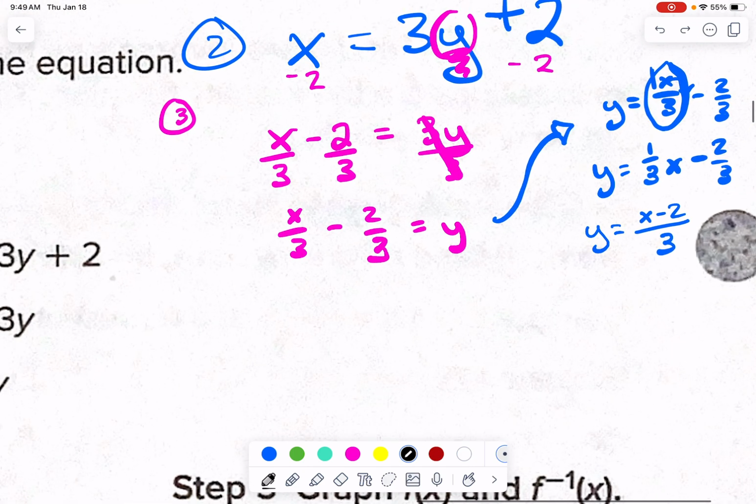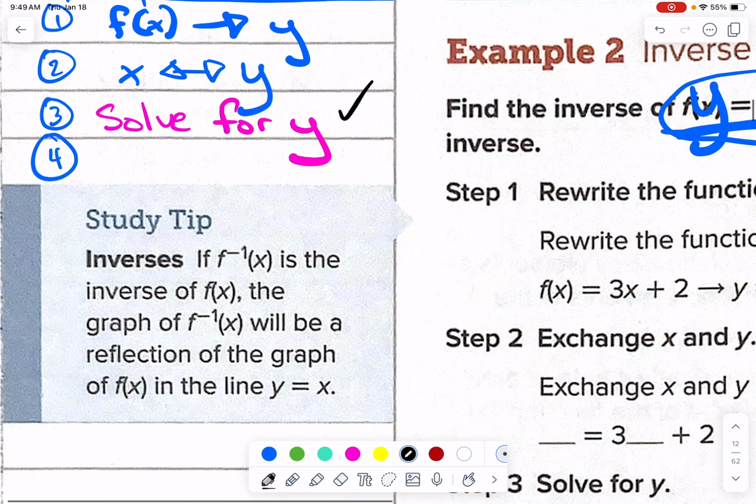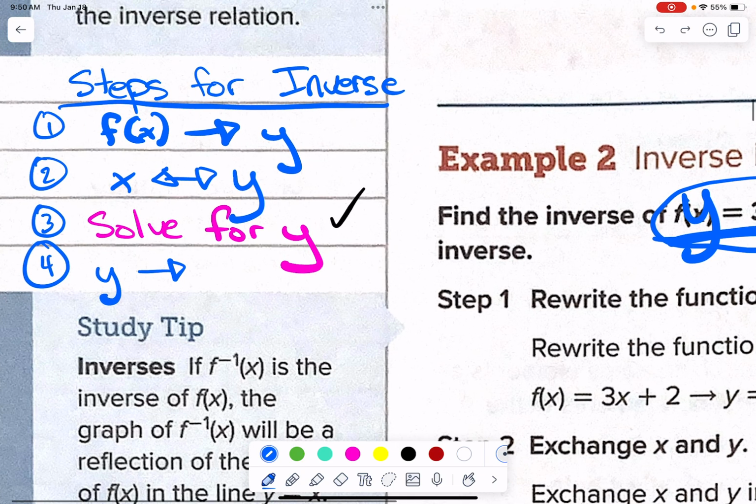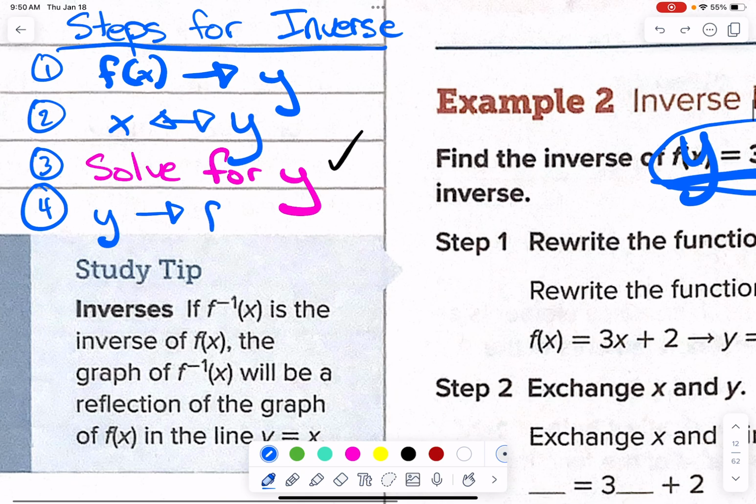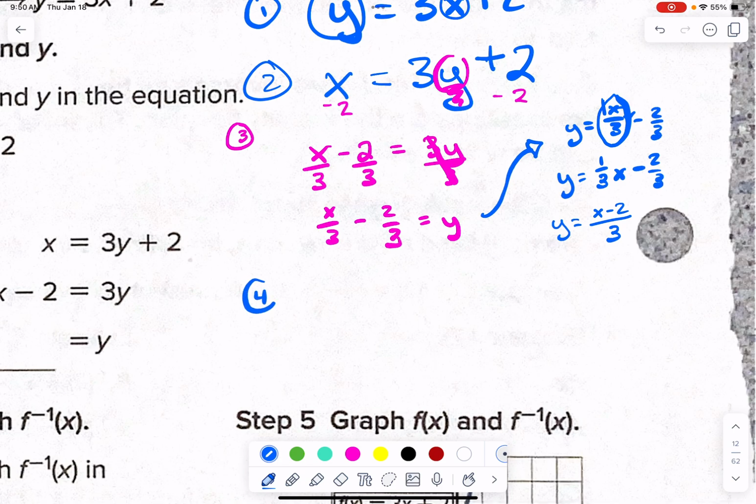All right, last step, step number 4. So we've solved for y. We've done step number 3. Check, solve for y, okay? The last step is that the y gets renamed. Up here we renamed him. He was originally f of x. Now we're just going to take the y and rename him f inverse of x, which is like that -1 power. So for step number 4, it's just a renaming step.